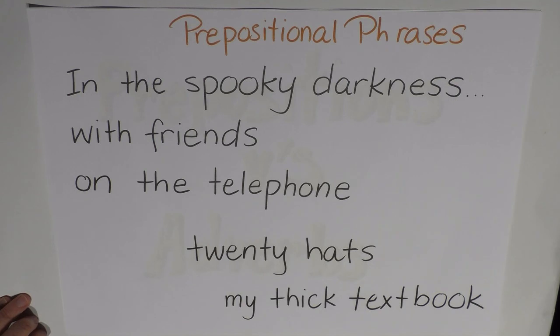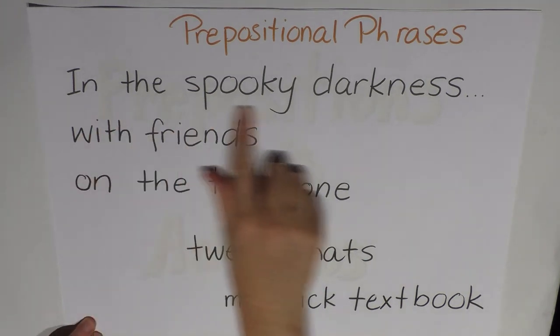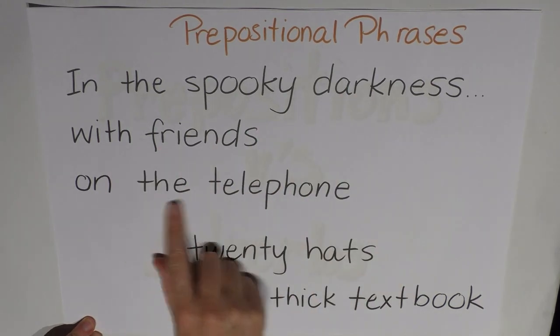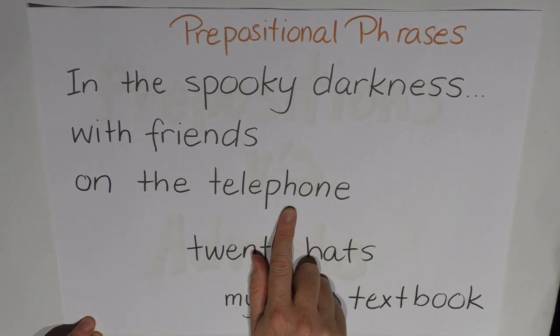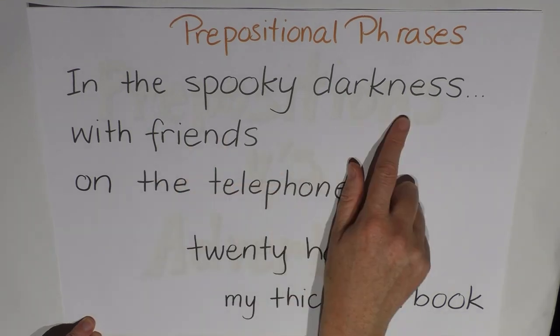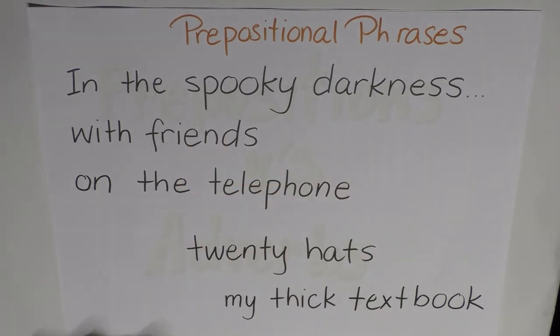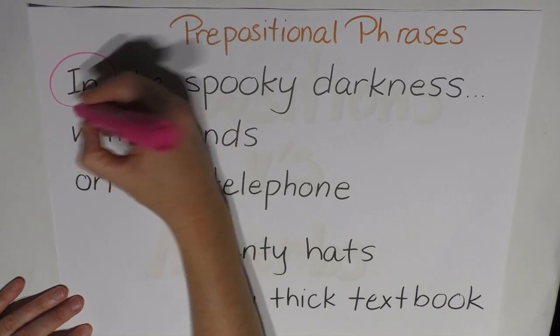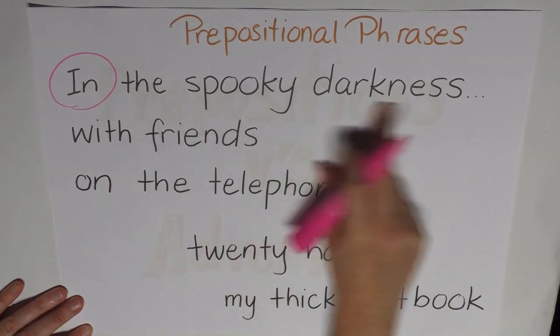Okay, and I guess the final syntactic property is that prepositions can come before noun phrases to make prepositional phrases. So I've got some examples of prepositional phrases here, and we can have a look at them. The first one that I have here is in the spooky darkness. I also have with friends and on the telephone. So let's start with those three. In the spooky darkness, if we have a look closely, we have our preposition in here. And then following it, we have our noun phrase.